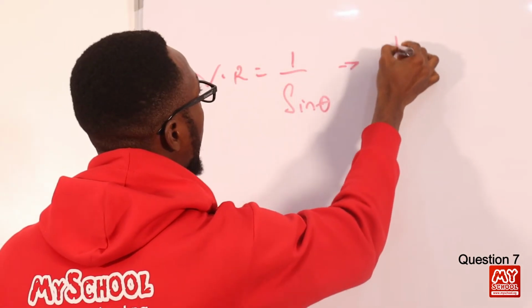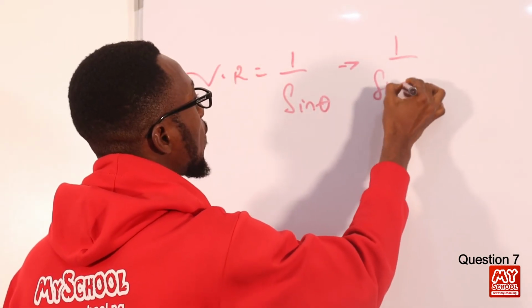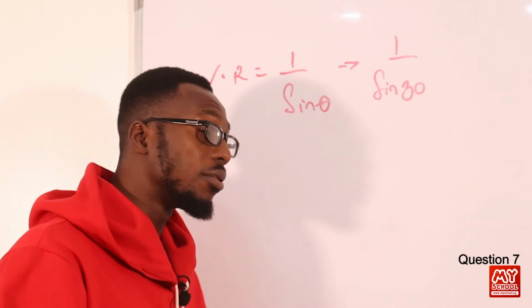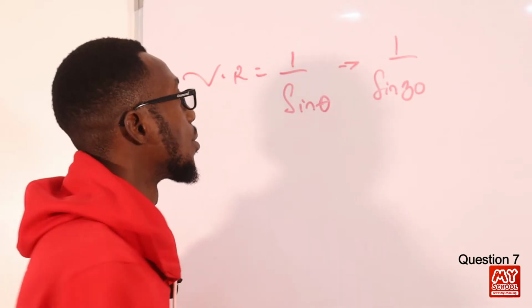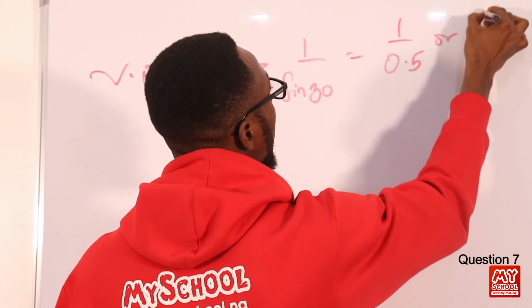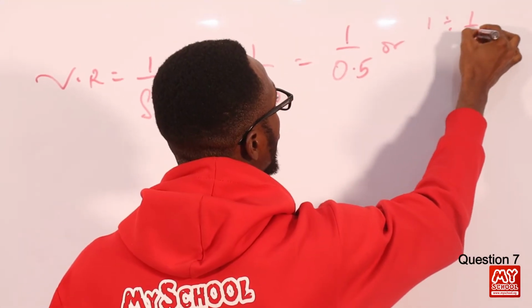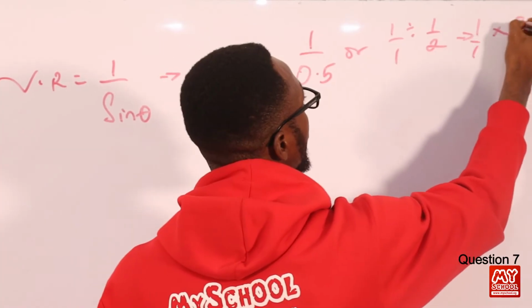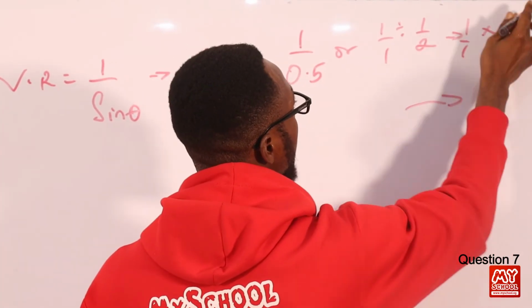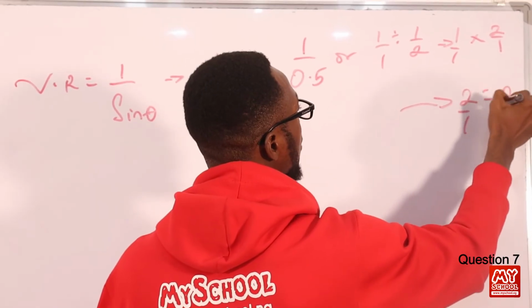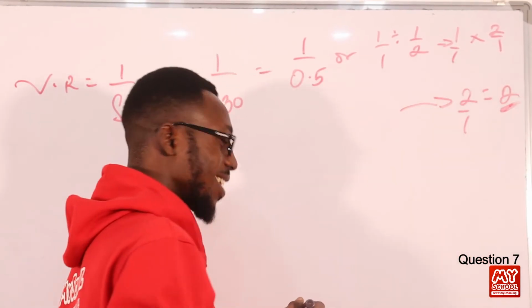And right here, my theta is 30, 1 over sine 30. So I know that sine 30 is actually 0.5 or 1 over 2, right? So that should be 1 divided by 0.5, or I can say 1 divided by 1 over 2, isn't it? So this is 1 over 1 times 2 over 1. So I should have 1 times 1, that is 1, and 2 over 1 is actually 2. So that is 2.